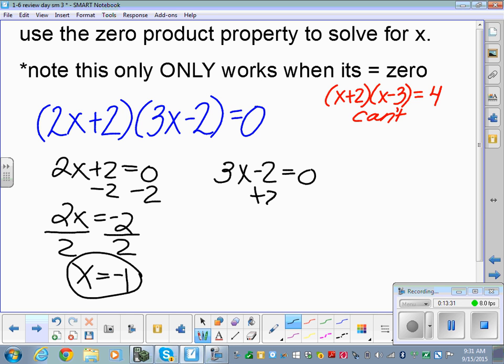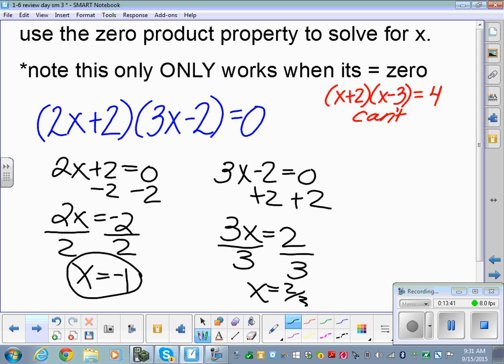So we're going to add 2. So we have 3x = 2. To solve for x, at this point, we'll divide both sides by 3. So we get x = 2/3. I want that answer, not the decimal. We got 2 solutions. That makes sense, because if we multiply this through, guys, our highest degree would be 6x squared, which is quadratic. Does that make sense? 2 solutions.